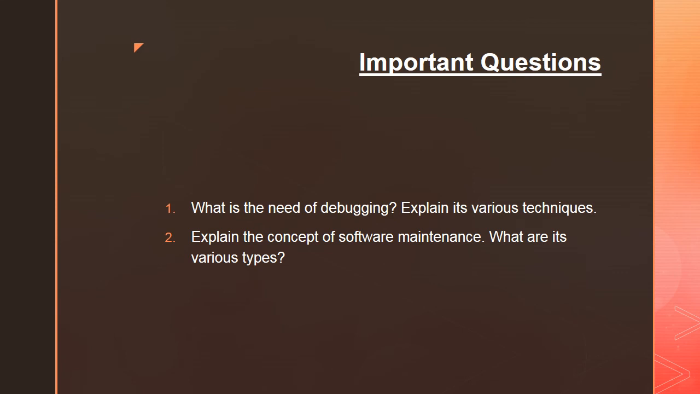Then the second is, explain the concept of software maintenance. What are its various types? Why do we do software maintenance, what are the various types by which it can be done, and what are the various maintenance activities? You have to explain all these steps in this question.